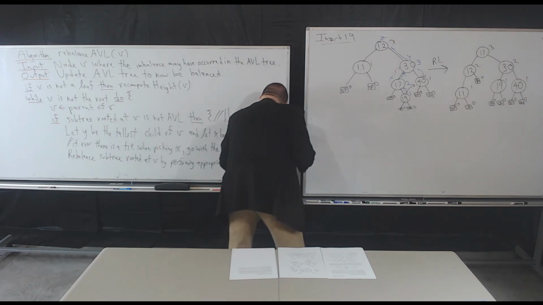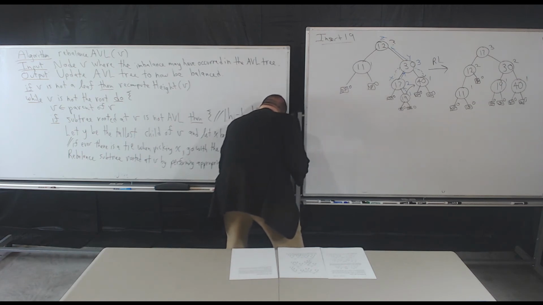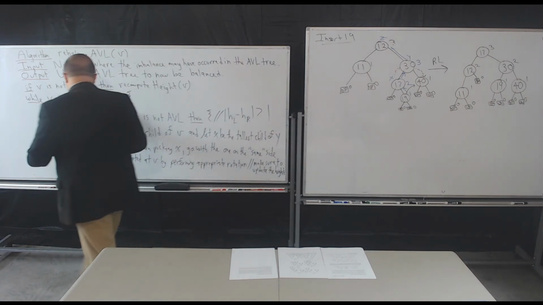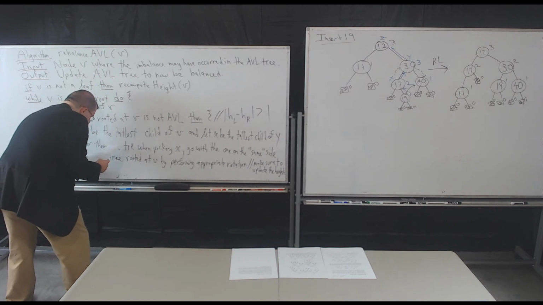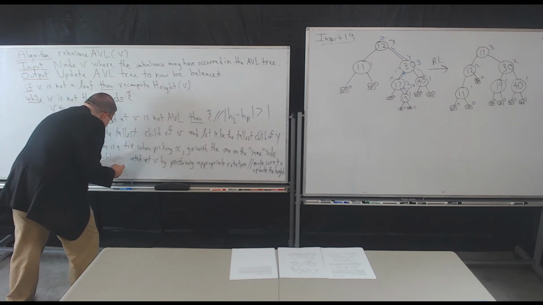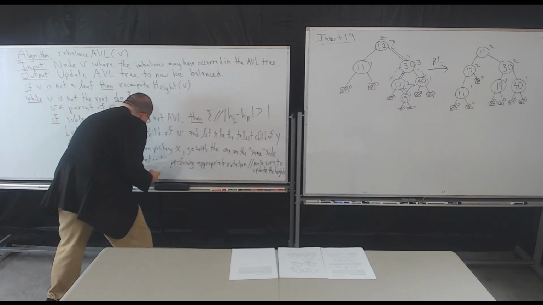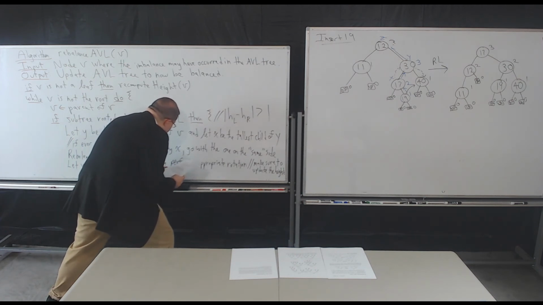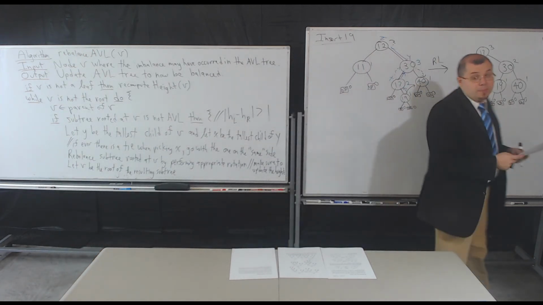And I'm just going to make sure to update the heights. I just want to make sure you update the heights in that process. And then all I'm going to do is let V be the root of the resulting subtree. So remember, like I said, whenever I'm doing these rotate operations, I want to make sure I pick up from where the rotation happened, okay?